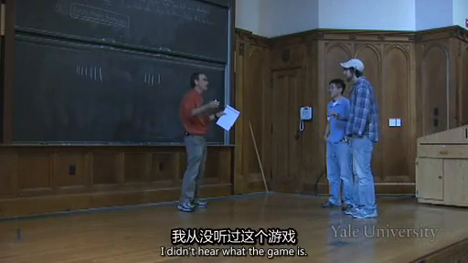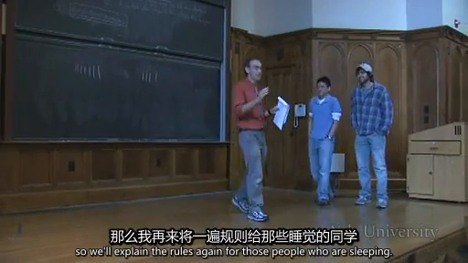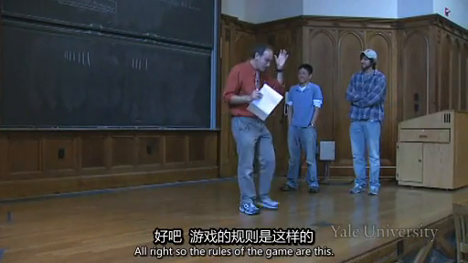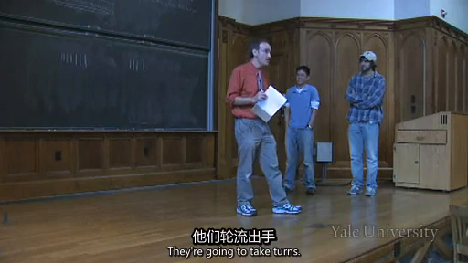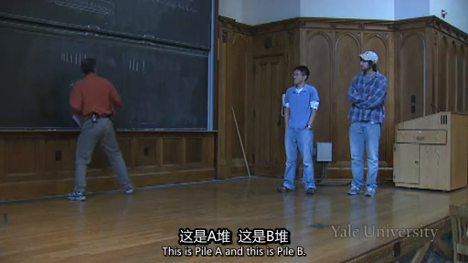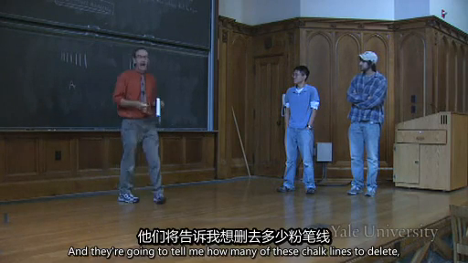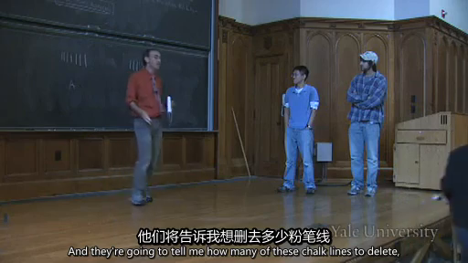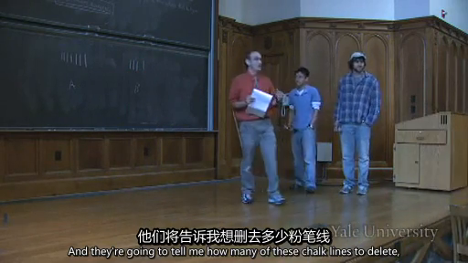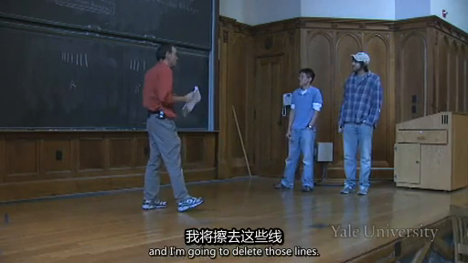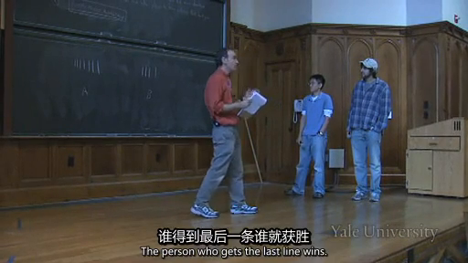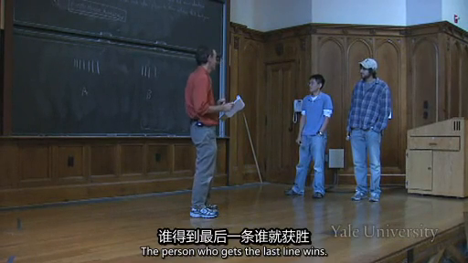Have you played this game before? I didn't hear what the game is. So we'll explain the rules again for those people who are sleeping. So the rules of the game are this: they're going to take turns. In each turn, they're going to pick one of these two piles. This is pile A, and this is pile B. And they're going to tell me how many of these chalk lines to delete. All right, and I'm going to delete those lines. We're going to go on playing until somebody gets the last line. The person who gets the last line wins.